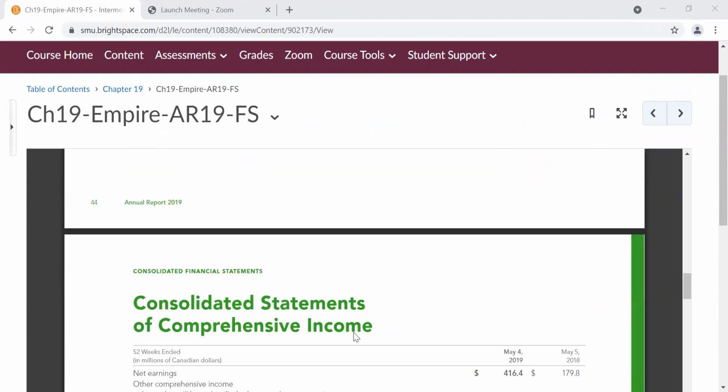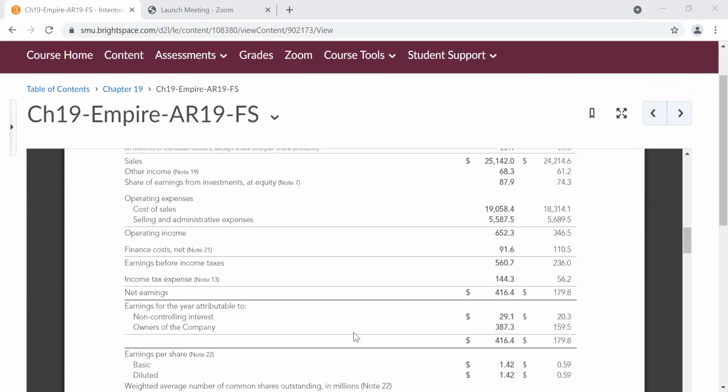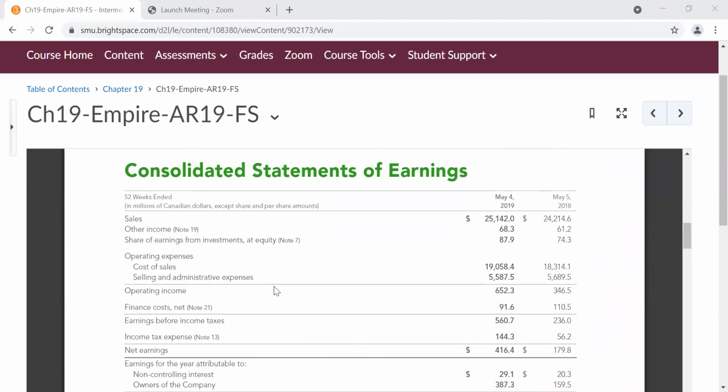And let me see. I'm pretty sure there is no pension expense in here. Doesn't mean there's no pension expense. Pension expense is an operating expense. It will be included in this selling and administrative expense. Okay, it will be included in there.